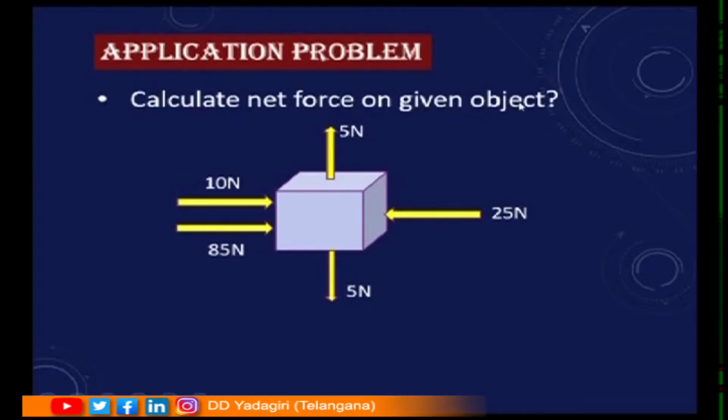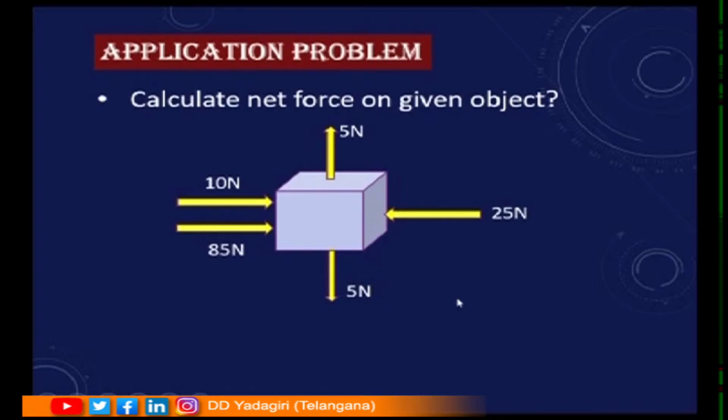Calculate the net force on a given object. A block is given. Different forces are acting in different directions. So observe here: 10 newtons, 85 newtons, 5 newtons, 25 newtons, and 5 newtons of force again. These forces are acting on this object in various directions, and they are different in magnitude. Now how do we calculate the net force on this object?